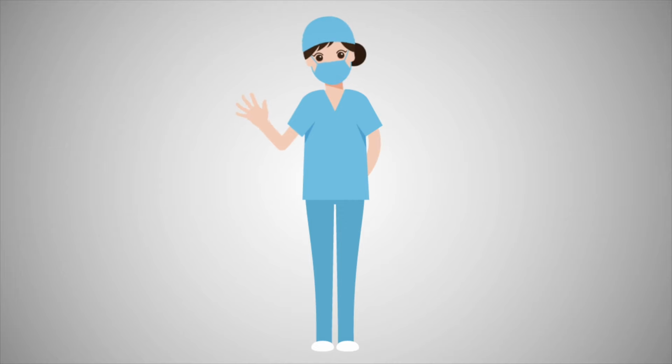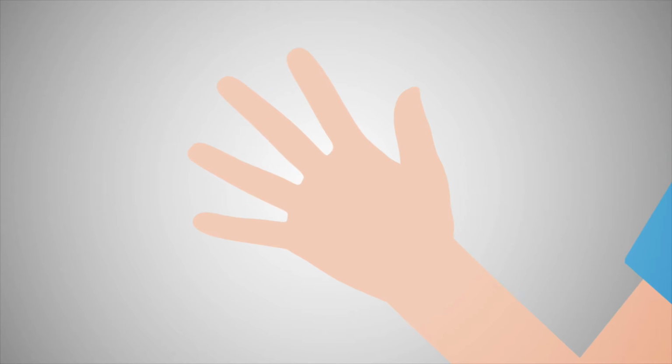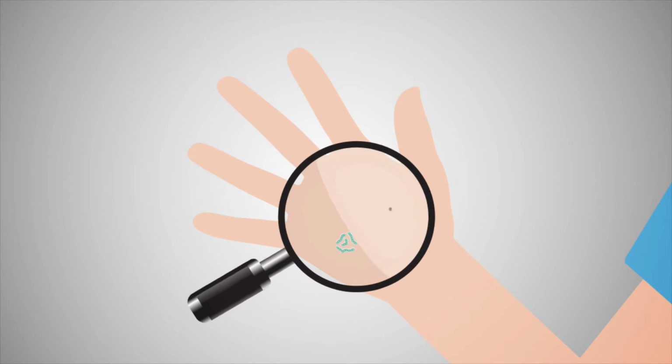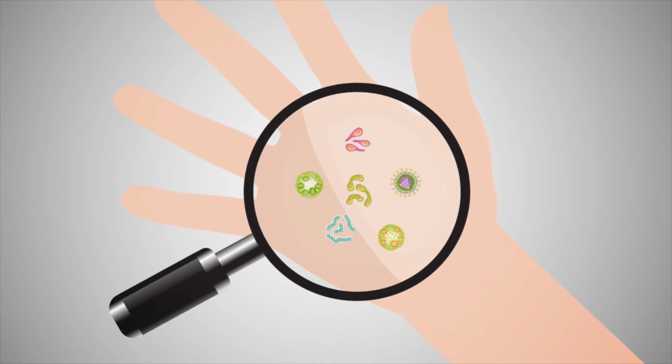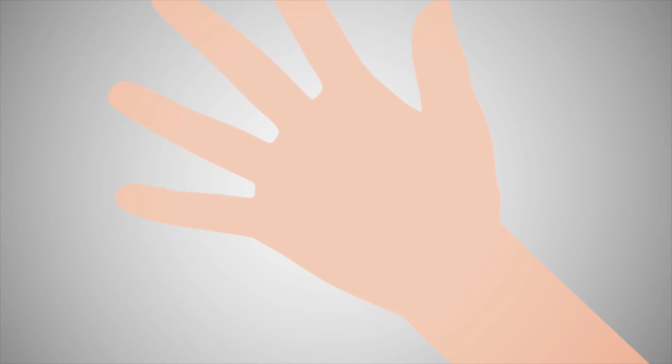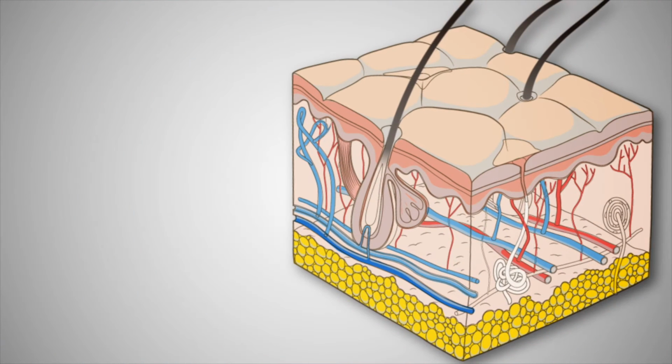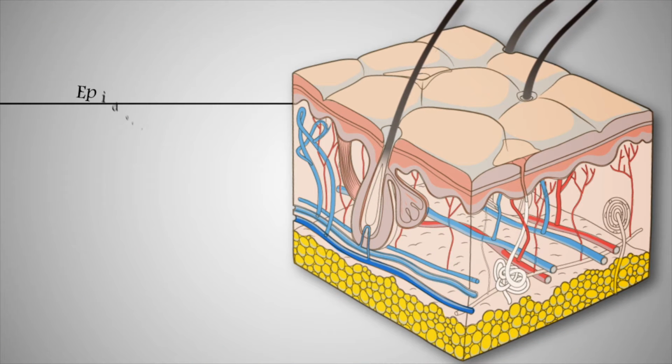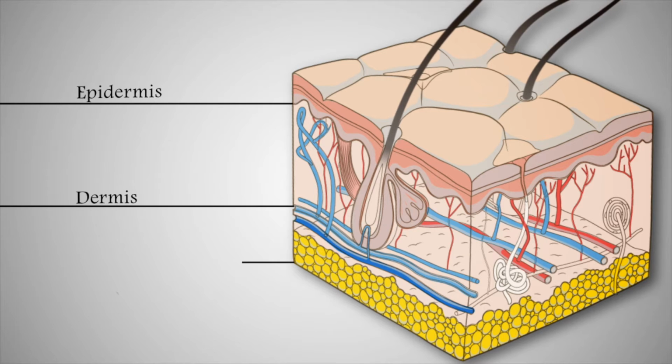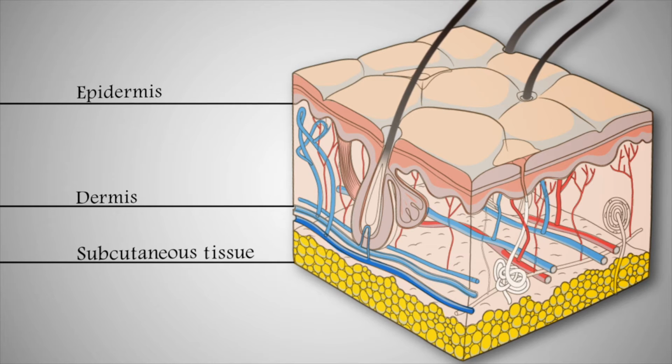The skin is the largest organ in the body and forms a protective barrier against pathogens. It acts as the body's first line of defense against bacteria and viruses. It also helps regulate body temperature and excretes waste products through sweat. The skin is composed of 3 layers: the epidermis, the dermis, and the subcutaneous tissue.